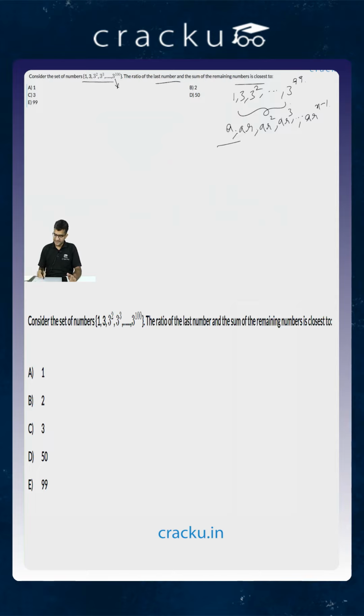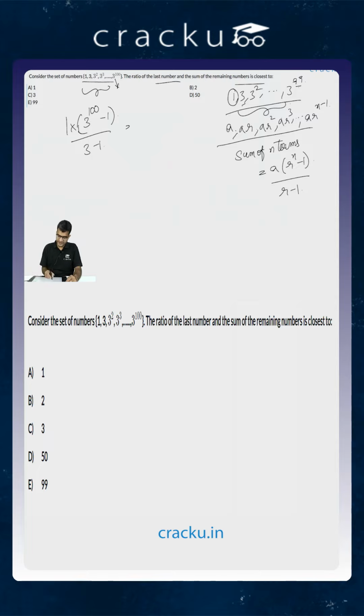What is the sum of the first n terms of a geometric progression? The sum of n terms is equal to A into R to the power n minus 1 divided by R minus 1. In this particular case, the first term is 1, the common ratio is 3 and the number of terms is 100. So calculating its sum, first term is 1, so 1 into 3 to the power 100 minus 1 divided by 3 minus 1. This is the sum of all the remaining terms. This is equal to 3 to the power 100 minus 1 divided by 2.